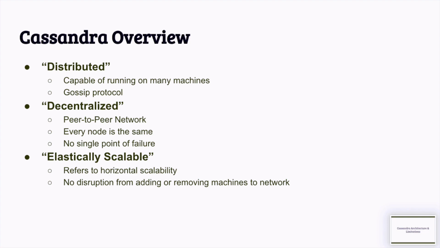and so elastically scalable is referring to the horizontal scalability that I just mentioned, where there's no disruption from adding or removing machines. This is the concept of scalability. In relational databases, this may not always be possible. So there's not necessarily going to be disruption when you add or remove machines to a network. And this could be a very big benefit for Cassandra because a lot of times you're adding a lot of machines to a network because it changes over time.